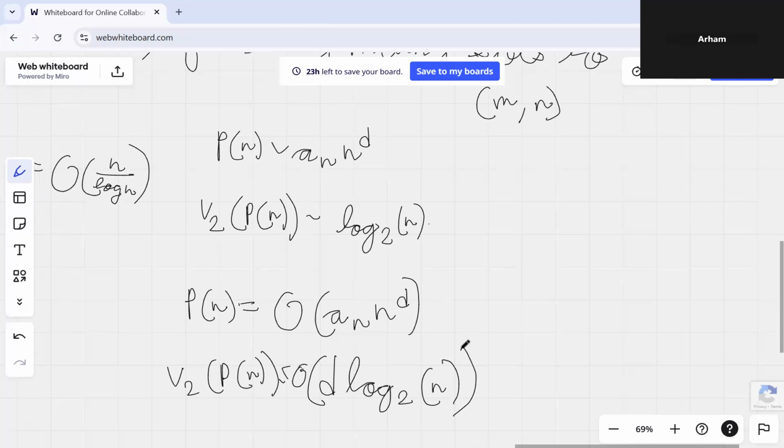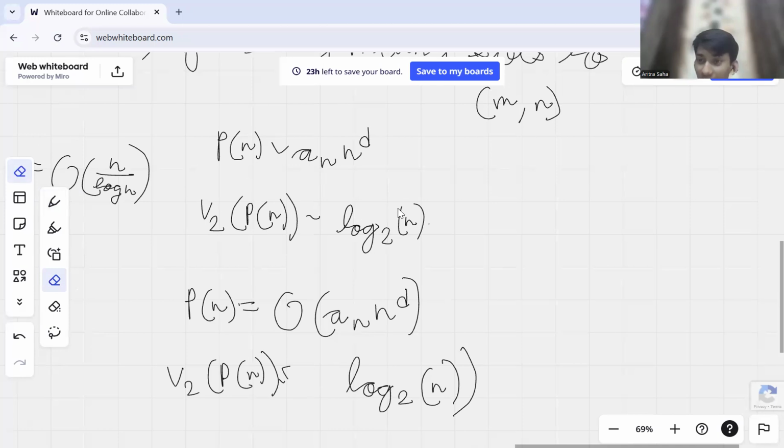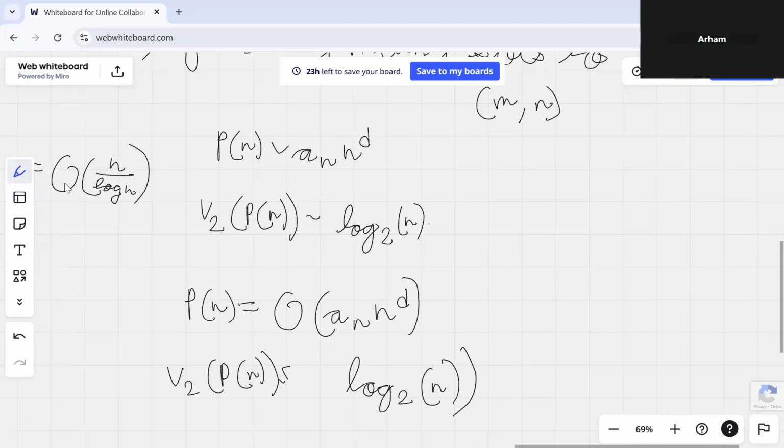Is this okay? Maybe I didn't get it still. What if V2 of Pn equals V2 of 2 to the n? That can't happen, because for large enough n it won't happen. Pn should be at least greater than or equal to 2 to the power n. But for large enough n, 2 to the power n is much bigger than any polynomial function it can ever be. Right, that makes sense.